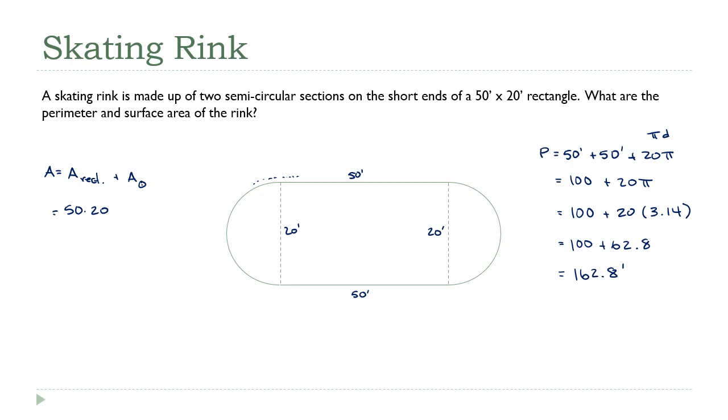Now here's where you've got to be careful. Students often trip over this. Remember, the formula for the area of a circle is pi r squared, not pi d squared. Right? So we need the radius here.